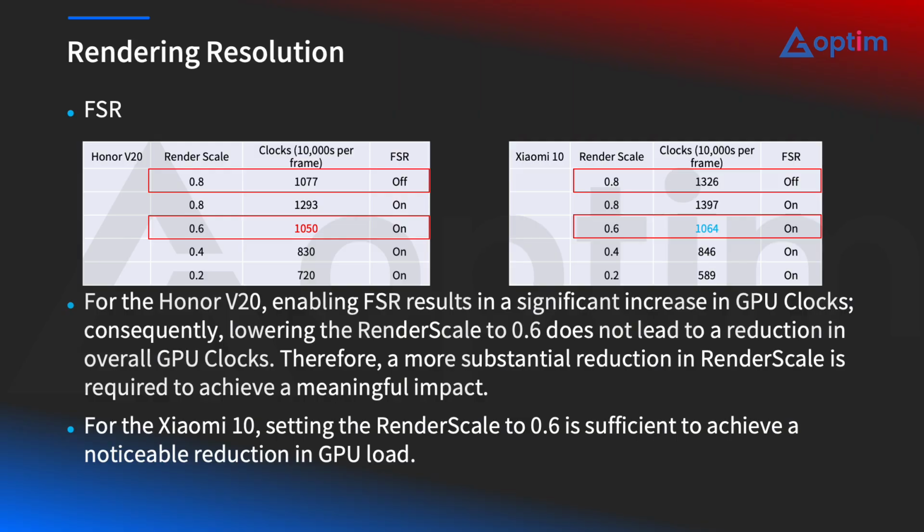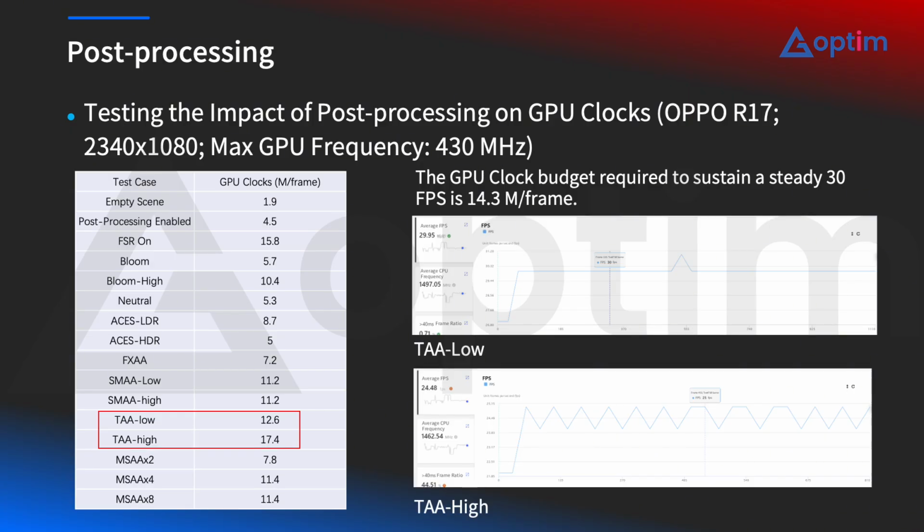on a unified configuration. Alright, let's move on to another very important part, the impact of post-processing on GPU clocks. We'll go directly based on real test results. The test device is an Oppo R17, using a set of built-in URP post-processing effects, and we observe how they affect clocks. First, the first row is the empty scene baseline. Under full-screen rendering of an empty scene, it already shows about 1.9 M clocks per frame.